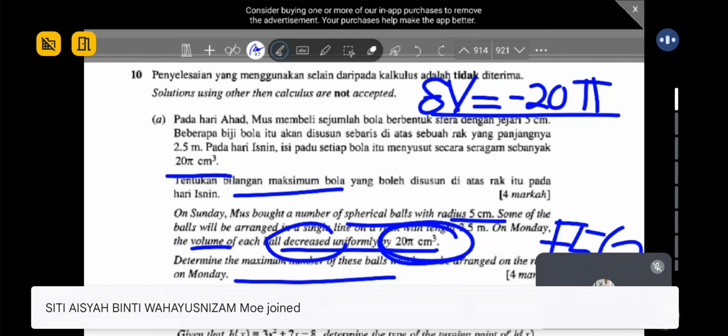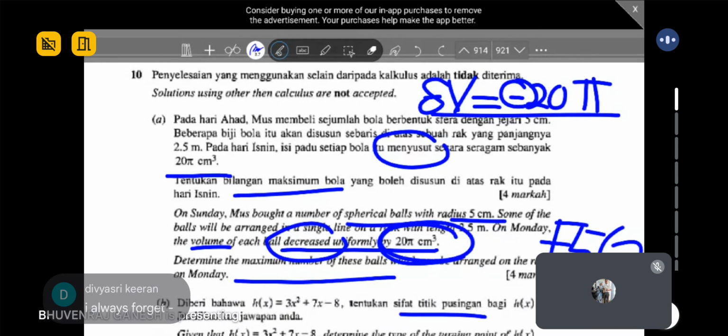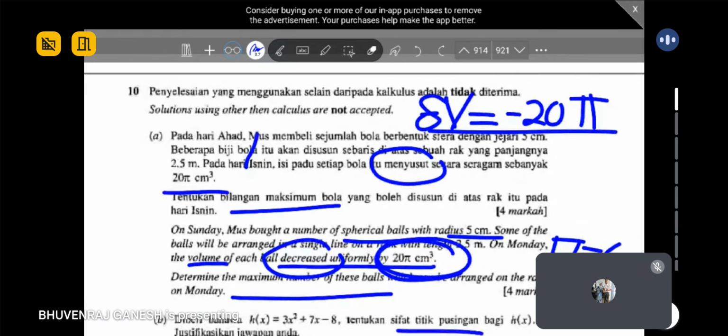Because they say decrease. Kalau cakap menyusut, kena ada simbol negative. If you don't write negative, habis. Your answer wrong already. Okay? A lot of people forget one. Banyak orang lupa negative. So make sure you read the question carefully.